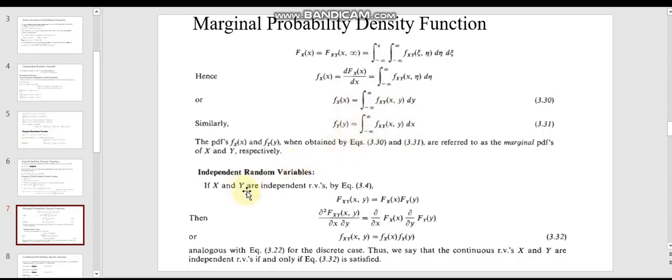Now, independent random variables. If x and y are independent random variables, then their joint CDF is equal to the product of the marginal CDF of x and the marginal CDF of y, and their joint PDF is equal to the product of the marginal PDFs of random variables x and y.